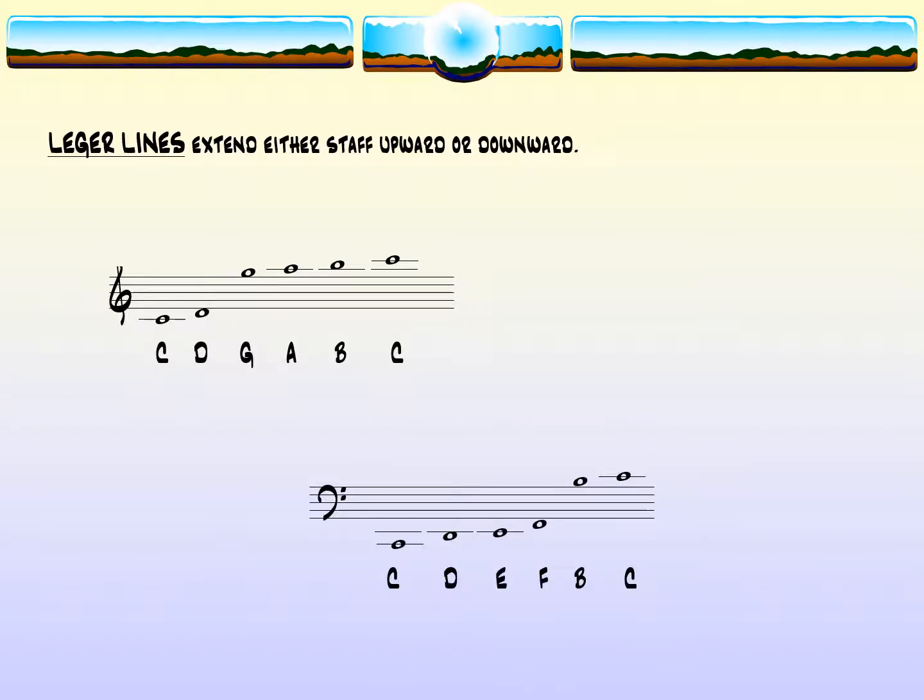For the bass clef, you'll see on the left, C is on the second ledger line below, and then D is in the space below the first ledger line below the staff. E is on the first ledger line below the staff, and F is in the space below the first line. B is in the first space above the bass clef, and C, which is middle C, is on the first ledger line above the bass clef. Again, the lines can extend below or above the staff.